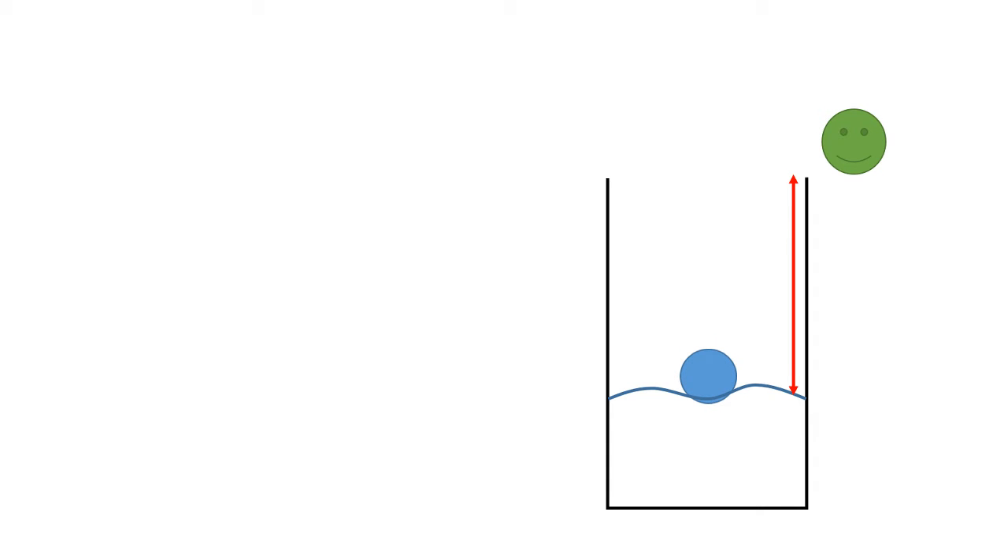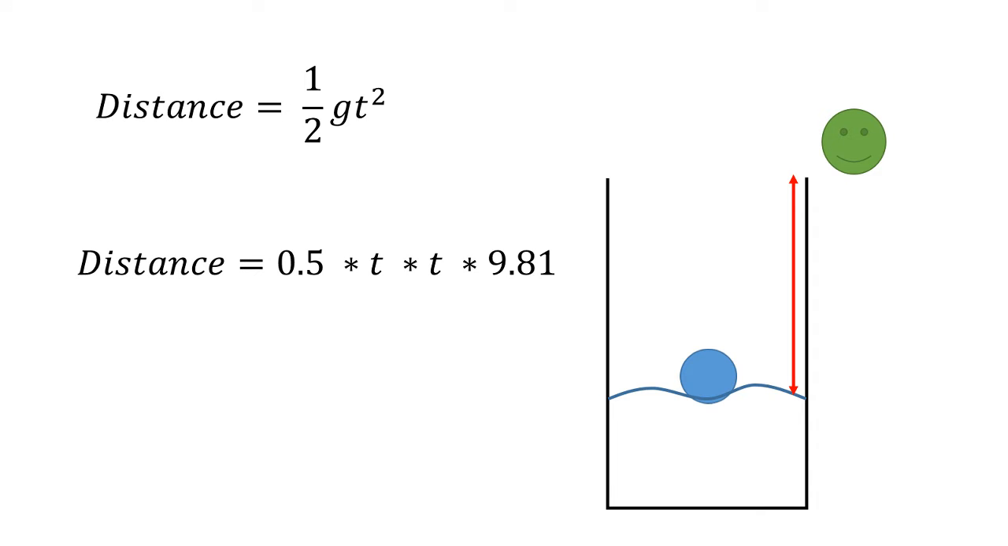That time in seconds would be used in this nice formula, which is distance is equal to 1/2 gt squared, or more simply put, distance is equal to 0.5 times the time that it takes for the object to touch the surface of the water, so for you to hear the splash, in seconds, multiplied by the same time, hence the squared, multiplied by 9.81, which is g, a constant.